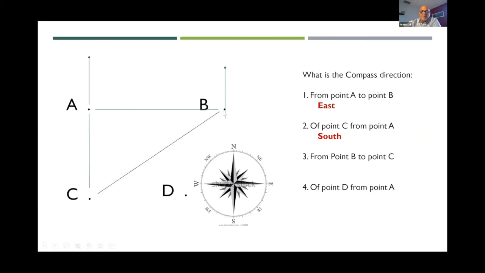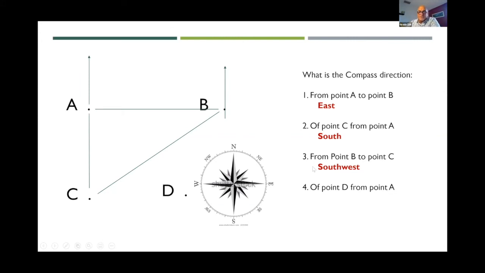We draw a line from B to C, and we look at our compass, and when we go from B to C, use my pointer, imagine B is in the middle of this compass, that's our line going north, and C is in this direction, we now see that C is southwest. There we go. Good job. So the direction from B to C is southwest.